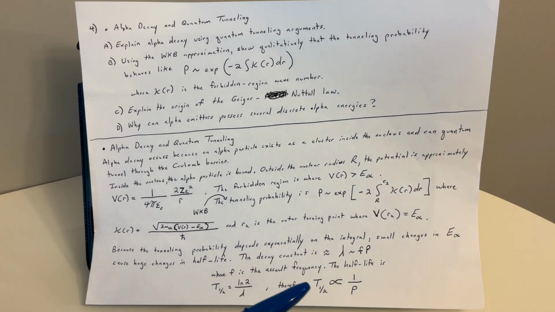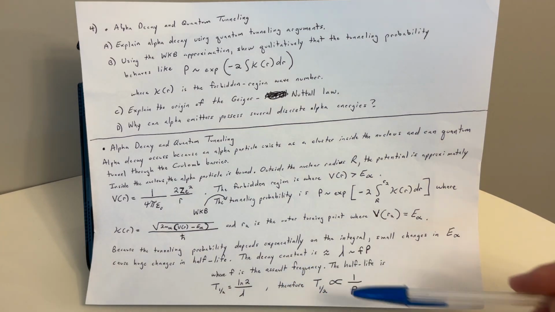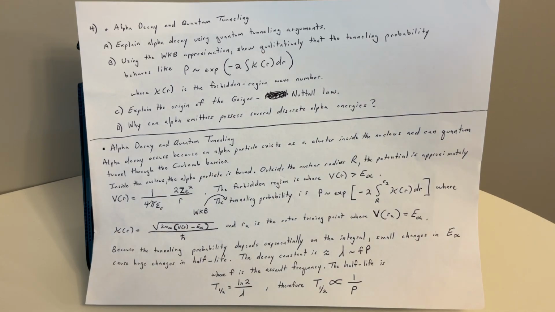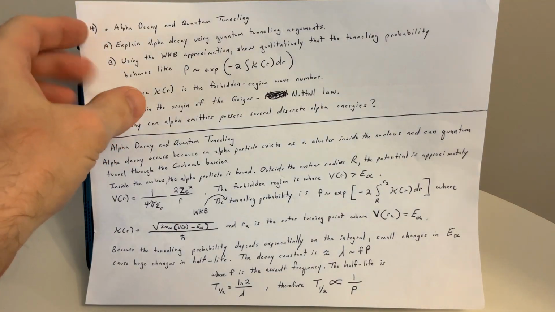The decay constant is approximately lambda equals f P, where f is the assault frequency. The half-life is T sub 1/2 equals ln 2 over lambda. Therefore, T sub 1/2 is proportional to 1 over P. Okay, so that takes care of that first page. We just have to add on, do C and D. Whoops. Okay, doing C and D here.